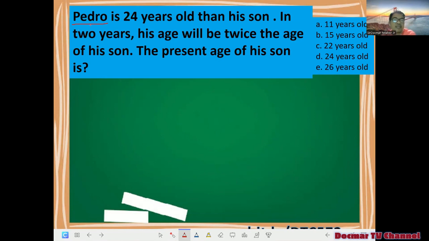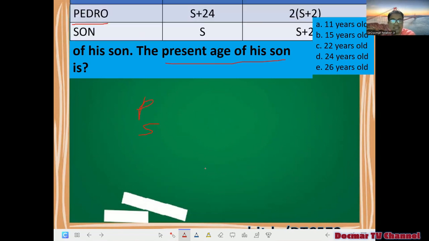Another problem is Pedro is 24 years older than his son. In 2 years, his age will be twice the age of his son. The present age of his son is, that's the question. So what will be the present age of his son? And Pedro is 24 years older than his son. So what are we looking for here? Of course, the son's age and Pedro's age. What shall we do? Okay, we have this.